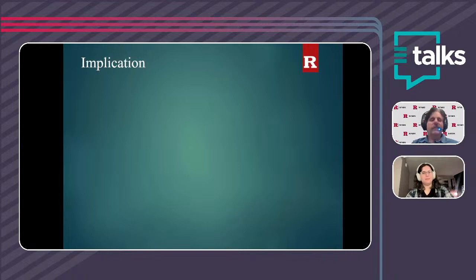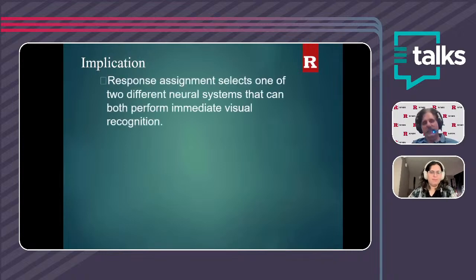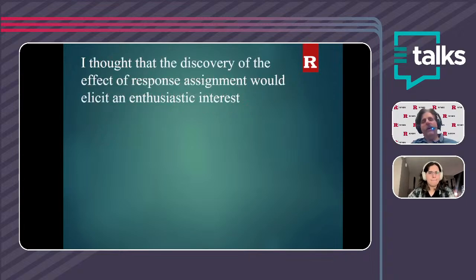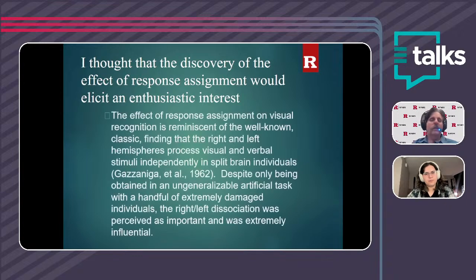Now, obviously, this has some implications. The response assignment, as I said, selects one of two different neural systems that can both perform immediate visual recognition. Now, I thought that the discovery of the effective response assignment would elicit an enthusiastic interest from my colleagues who do this kind of work around the world, and that's because it was similar to something else that had generated a lot of interest.